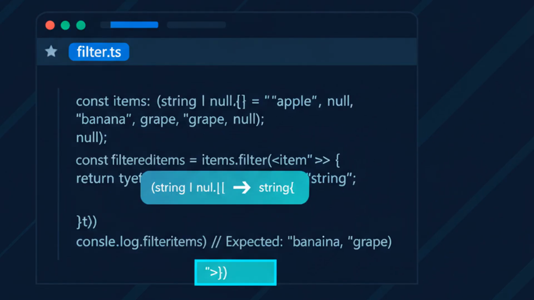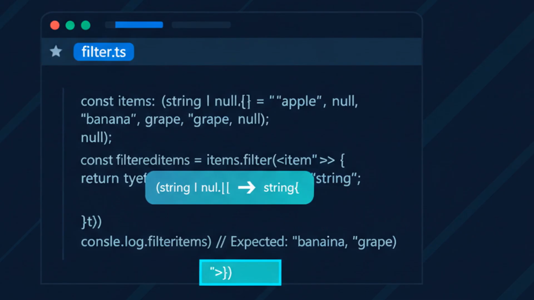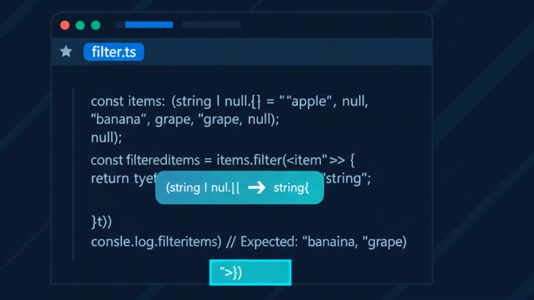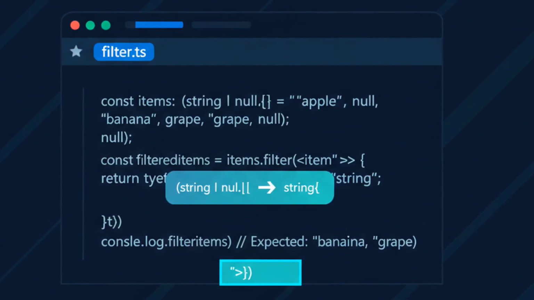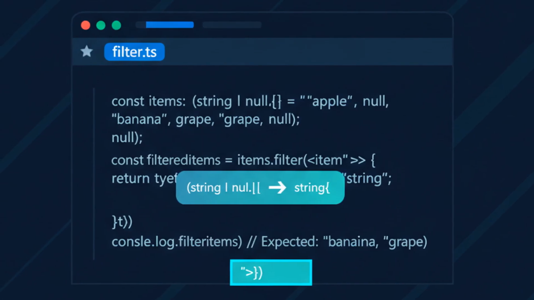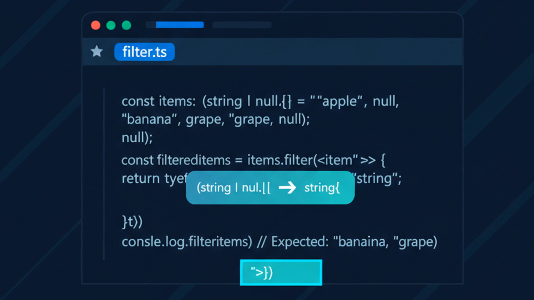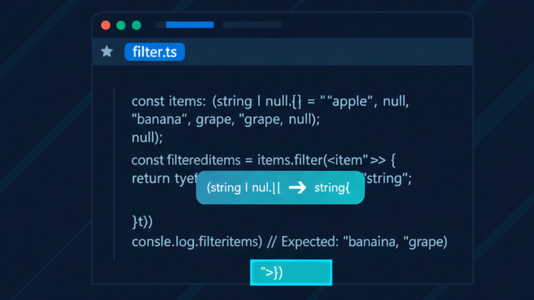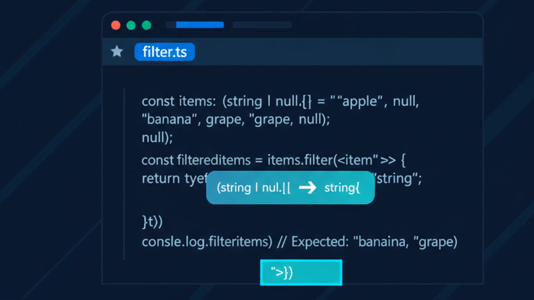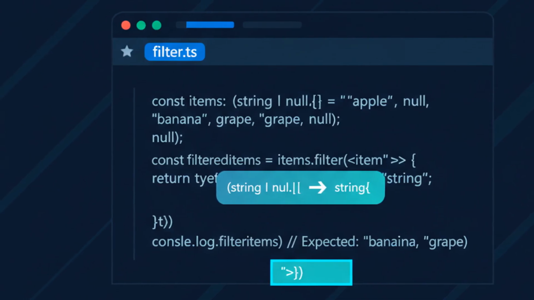Narrowing also helps with arrays. Suppose you have an array mixing strings and nulls and you want just the strings. A plain filter with a truthiness check often leaves TypeScript unsure. But narrowing the predicate cleanly produces a string array. We'll cover the deeper version of this, type predicates, in the next video. But notice how guards keep your data clean.